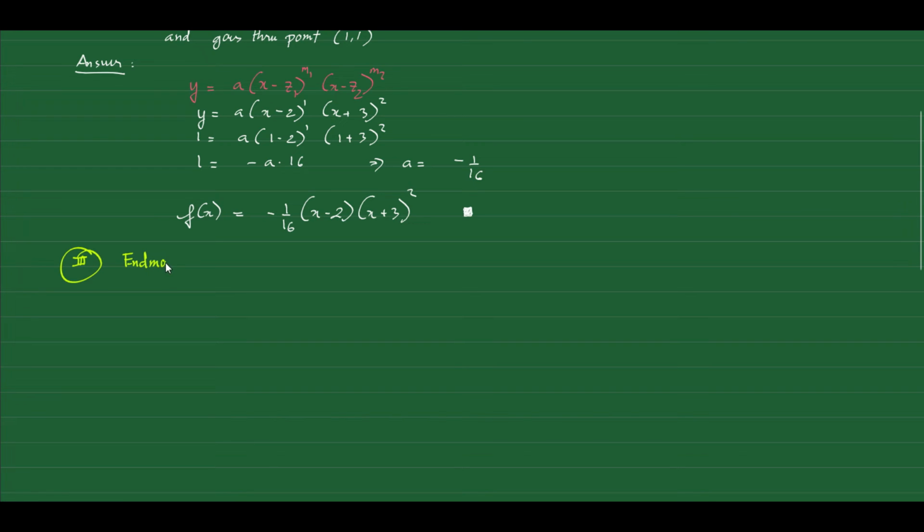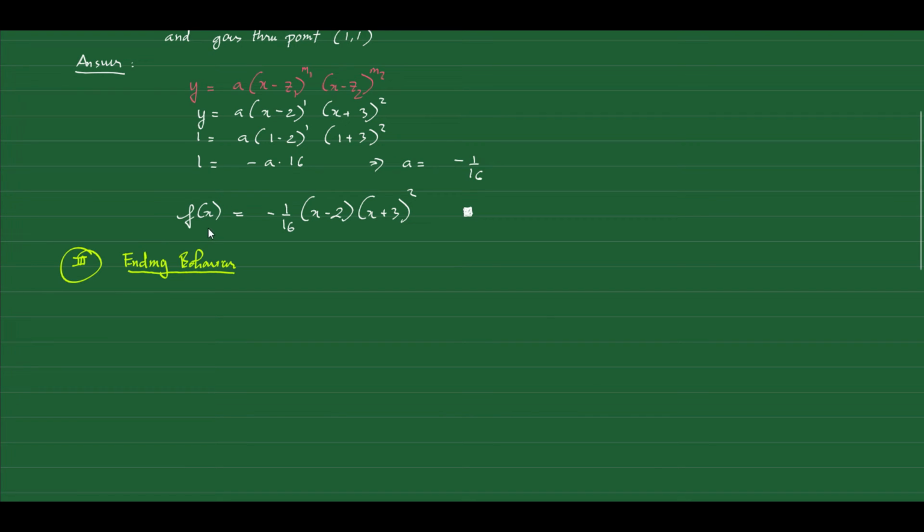Okay, ending behavior, which is how the function behaves when x approaches positive and negative infinity. Right. So I'm going to start this section by categorizing into 4 different cases.